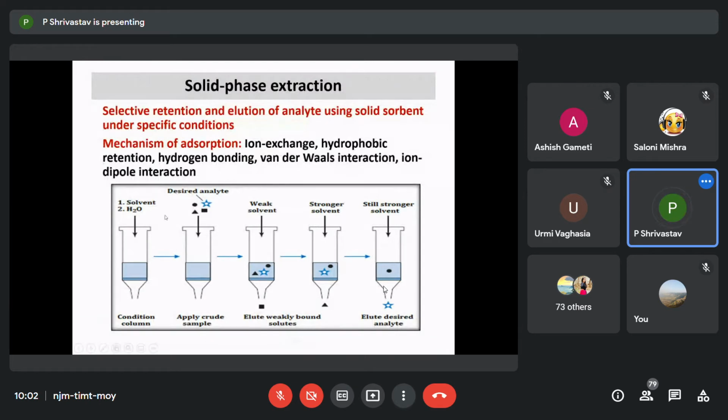Okay, so you have your material here, and this is a sintered disc which holds this solid phase material. When you pass your sample, the star one is your analyte, and the remaining ones are your matrix. If you pass a sample through this cartridge, practically everything gets retained on this extraction cartridge.